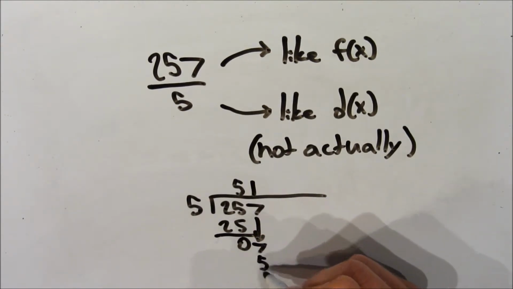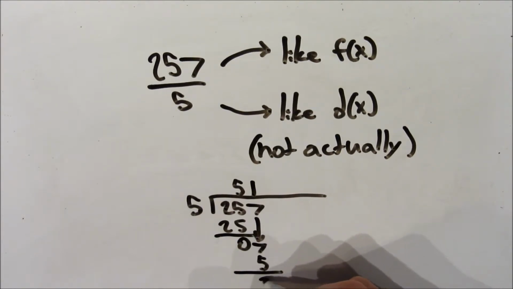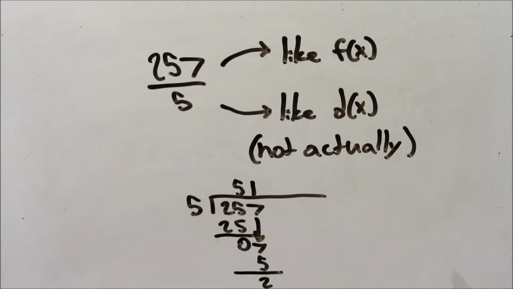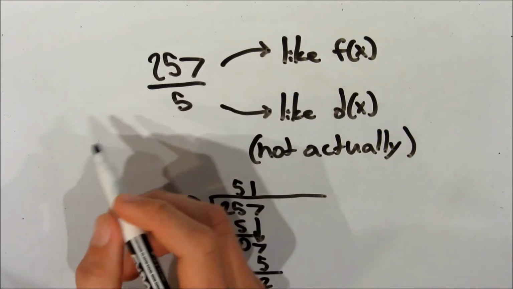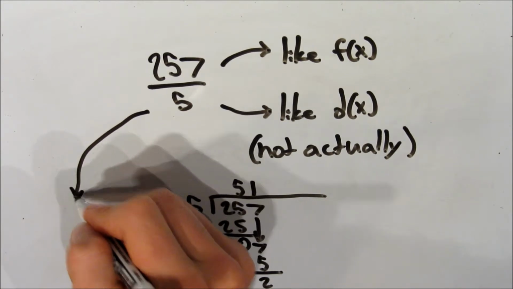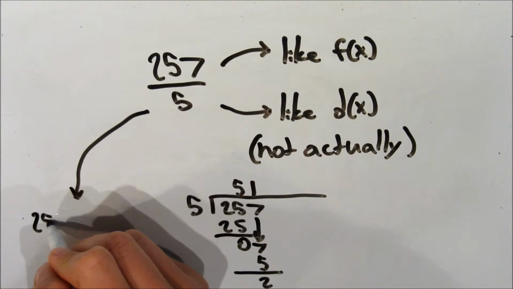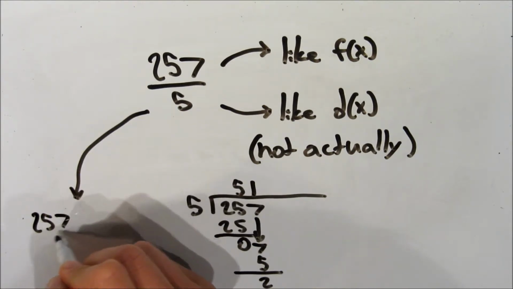You multiply the 5 by the 1, leaving you with 5, and you subtract again, leaving you with a 2 on the bottom. So this 2 essentially represents your remainder. So what we can gather from this is that 257 divided by 5 would give you 51 with a remainder of 2.